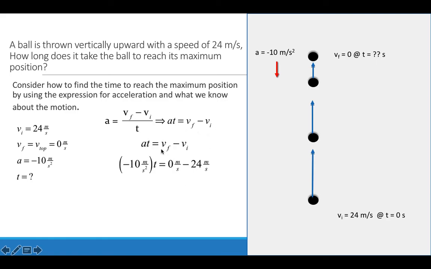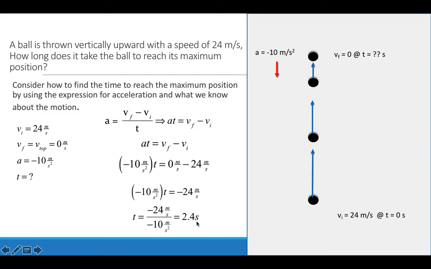And now I can plug some values in. So I know the acceleration is negative 10 meters per second squared. I'm trying to solve for the time. My velocity at the very top is 0. My initial velocity is 24. And so now I have only one unknown, which is the time. I can get rid of the 0. I have minus 10 times the time is negative 24 meters per second. And if I divide both sides by negative 10, to solve for t here, I get negative 24 over negative 10. The negatives cancel, and I get 2.4.